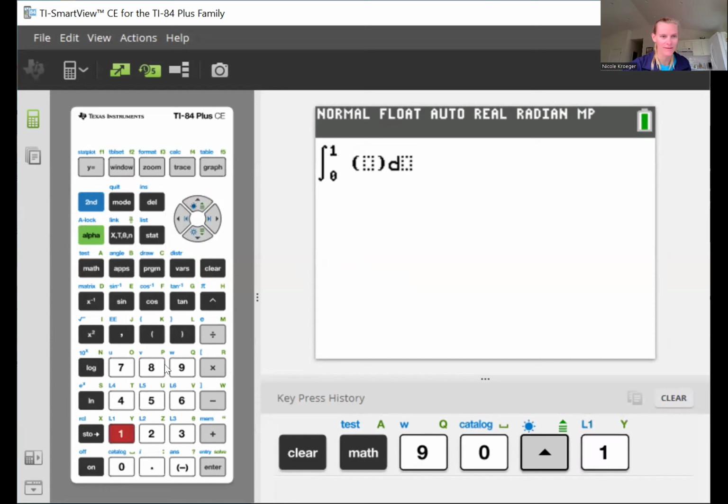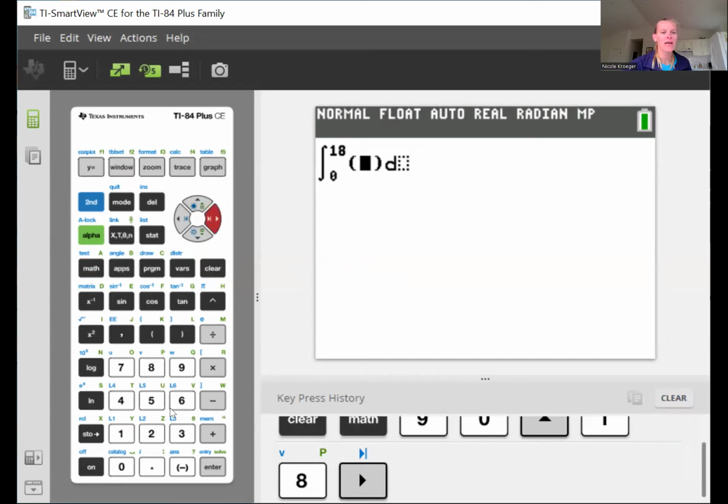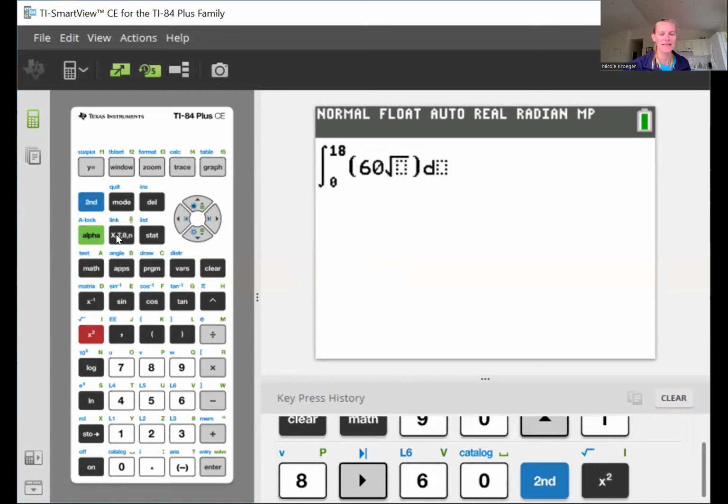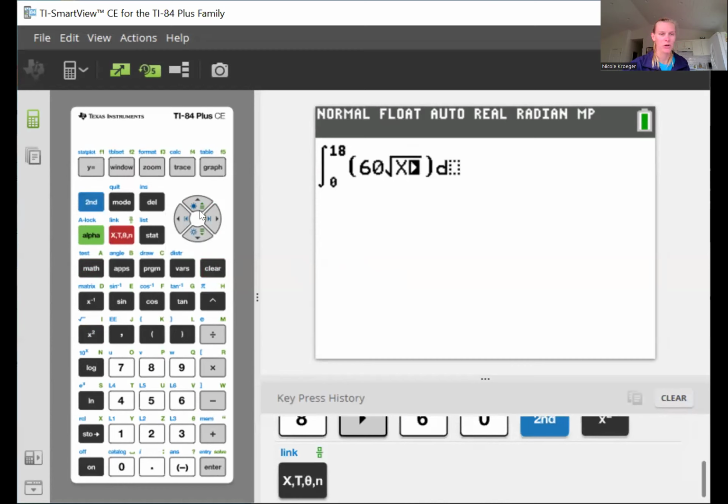So we're going to put in our bounds, 0 to 18. Our function, what had t's in it, our calculator just uses a variable x. The x lives here, so just use x. Don't worry about the fact that it's a different variable.